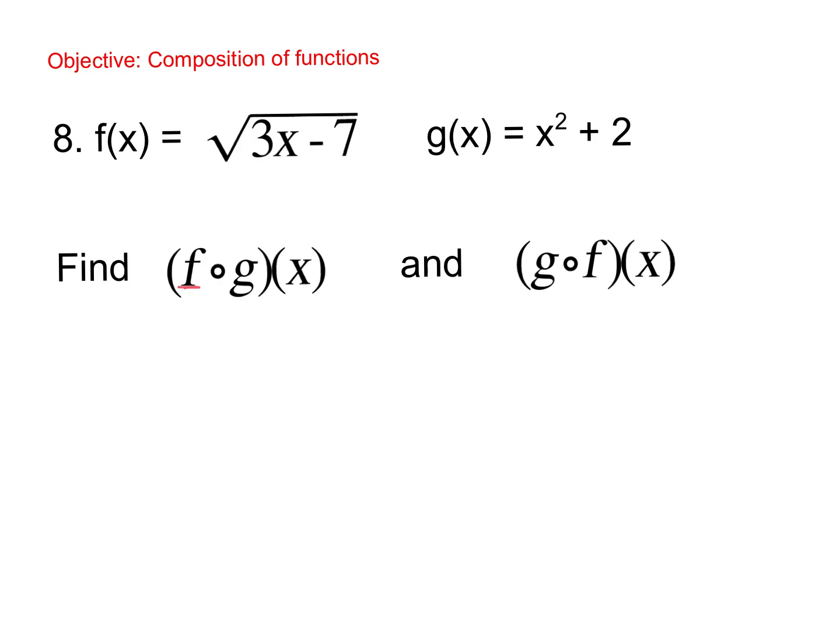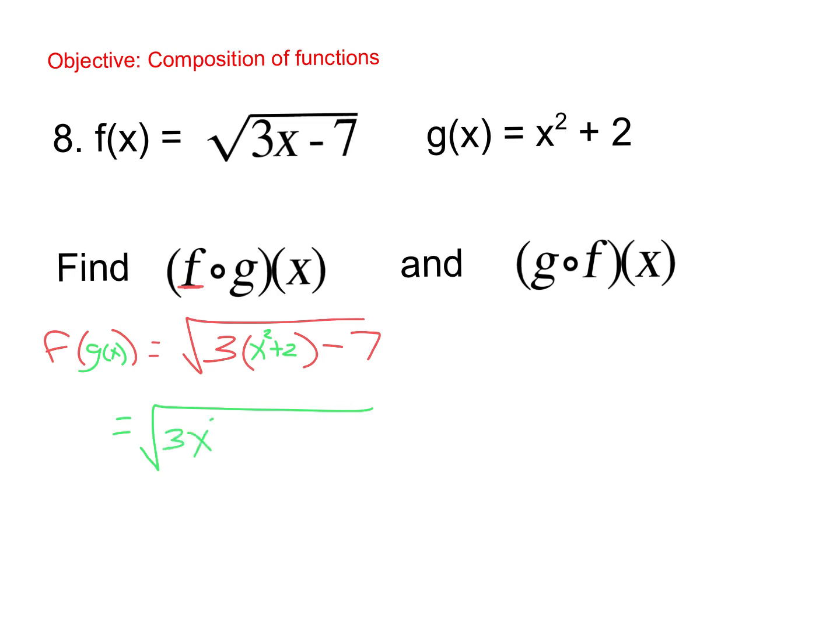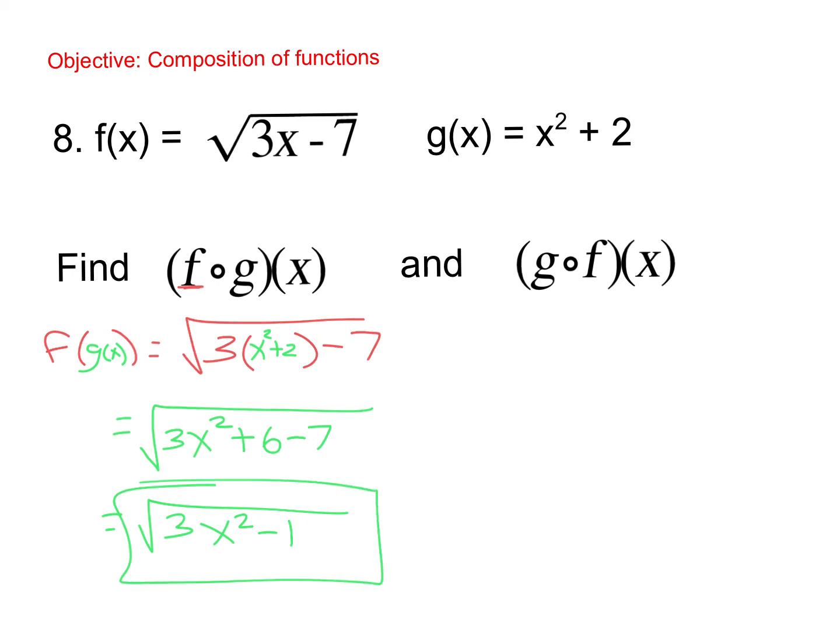All right, f is my outside, so f of equals the square root 3 parentheses minus 7. I write the outside without x's, parentheses everywhere. Then what's going in the parentheses? G of x. G of x is x squared plus 2. So that's distribute 3x squared plus 6 minus 7, 3x squared minus 1. And that's your answer. You can't do anything else here. Okay. That was the easier one. Now let's do the harder one.